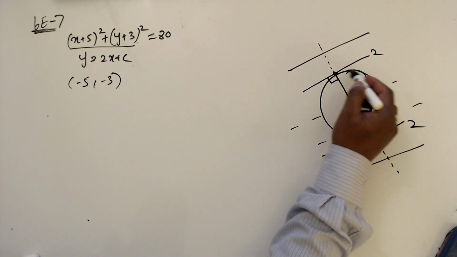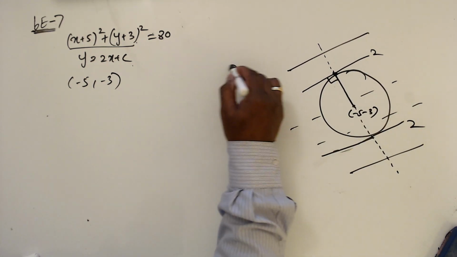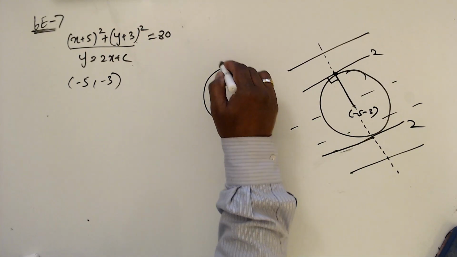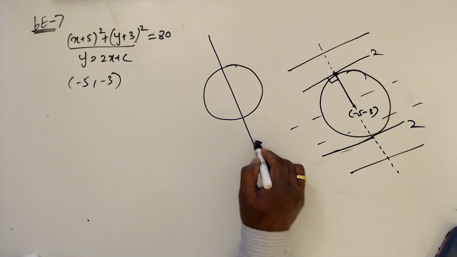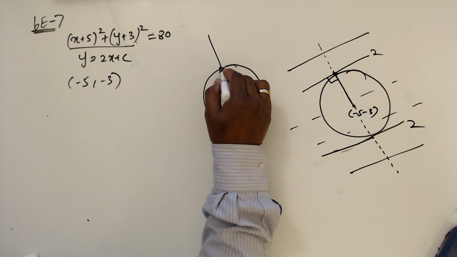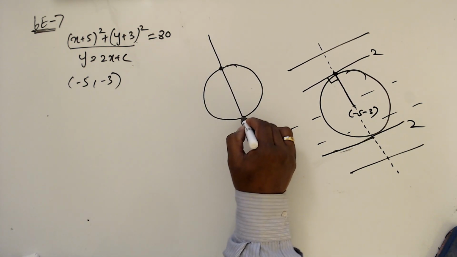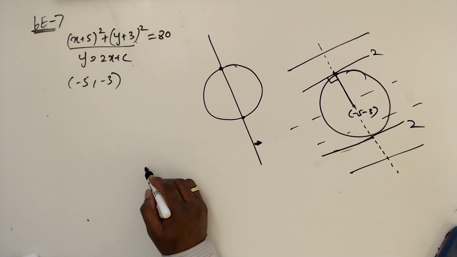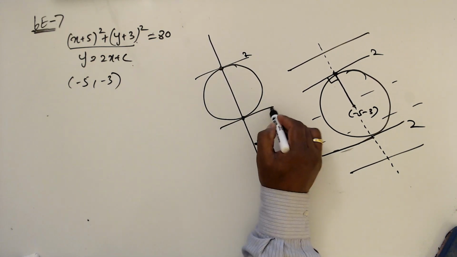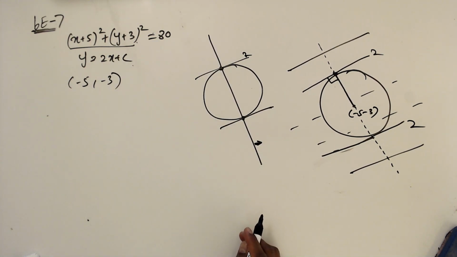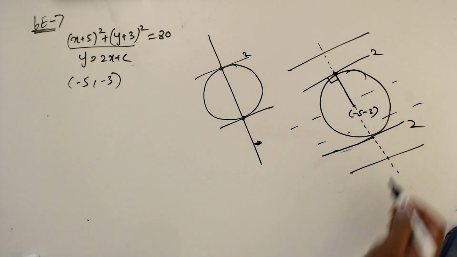So I know the circle equation. If I know the equation of this one, we can solve and we can find those 2 points. When I know 2 points, then I know the gradient too. Then with a point and a gradient, I can write the equation. So my plan is how I am going to find the equation of this one.